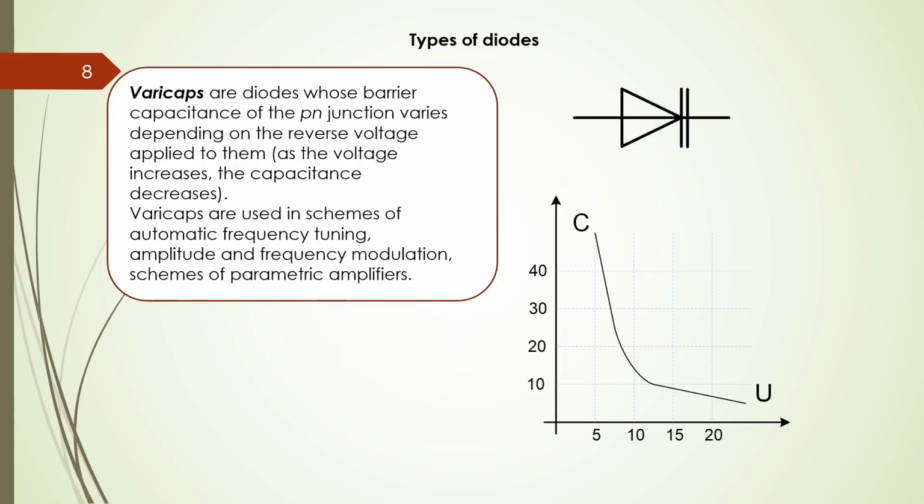Varicaps are diodes whose barrier capacitance of the p-n junction varies depending on the reverse voltage applied to them. As the voltage increases, the capacitance decreases. Varicaps are used in schemes of automatic frequency tuning, amplitude and frequency modulation, and schemes of parametric amplifiers.